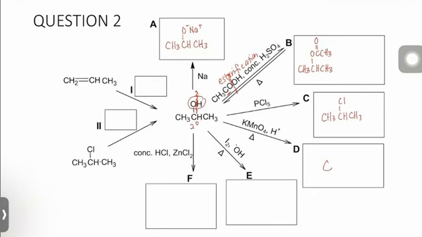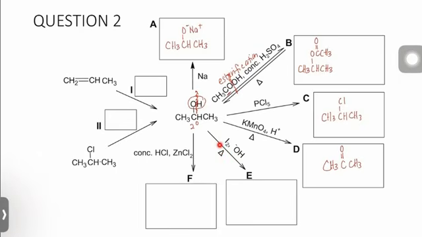Okay, so CH3, the alpha carbon that bearing the OH will undergo oxidation. So it will become a ketone. So 2-propanol will become a propanone. Okay, so for structure of E, now this 2-propanol reacts with the reagent given here, iodine in basic medium, in OH solution, heated.